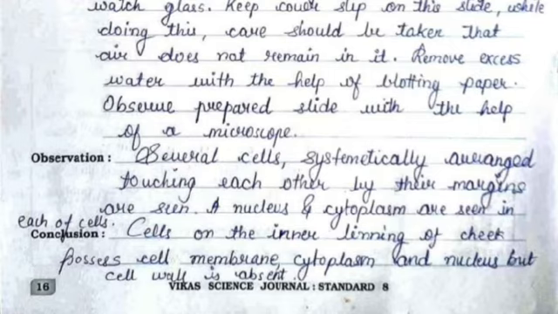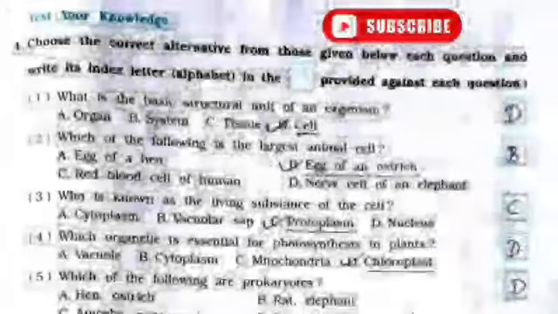And the observation is: several cells systematically arranged, touching each other by their margins, are seen. A nucleus and cytoplasm are seen in each of the cells. And the conclusion is: cells on the inner lining of the cheek possess cell membrane, cytoplasm and nucleus, but cell wall is absent. Now test your knowledge.